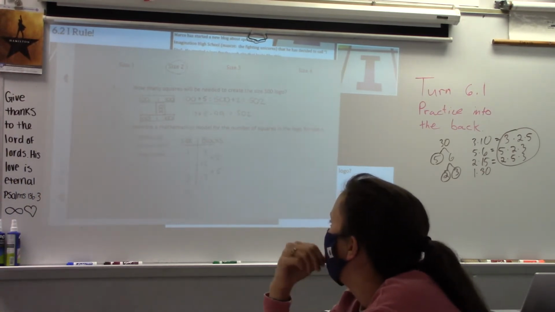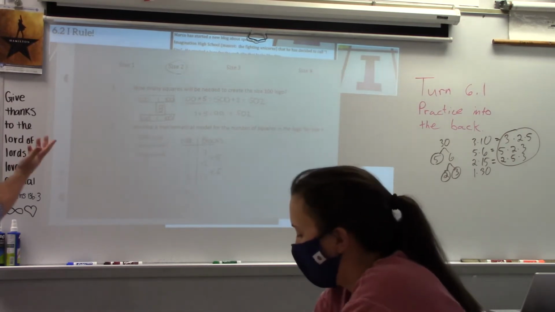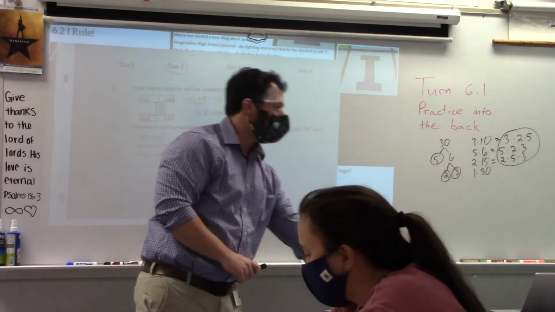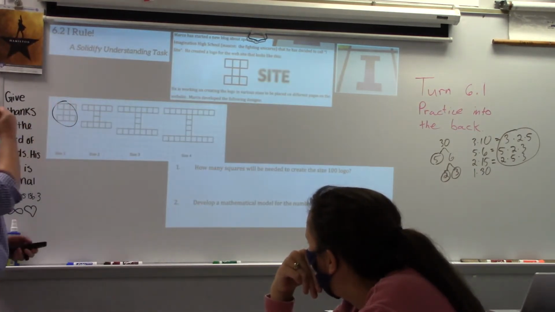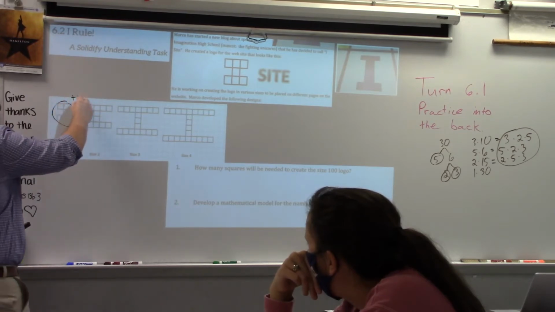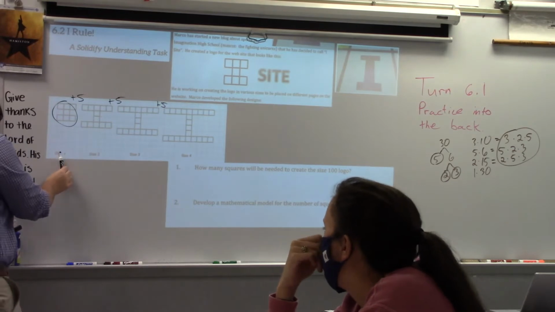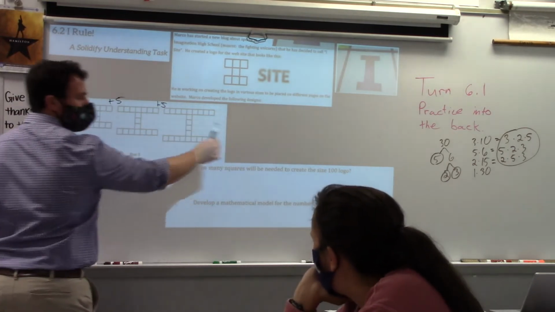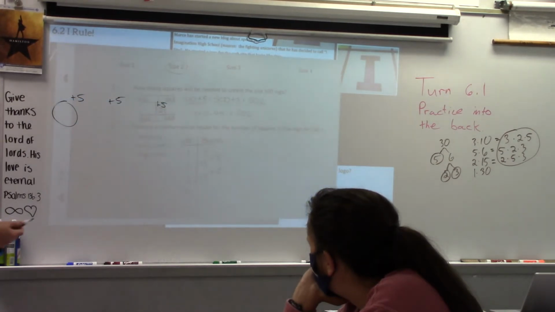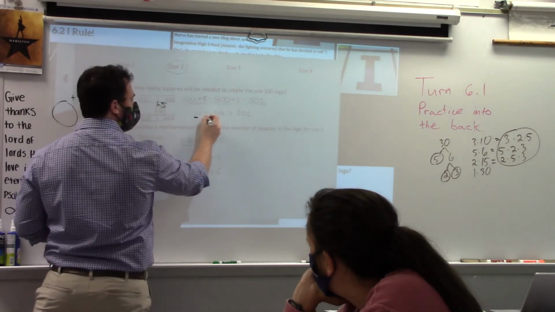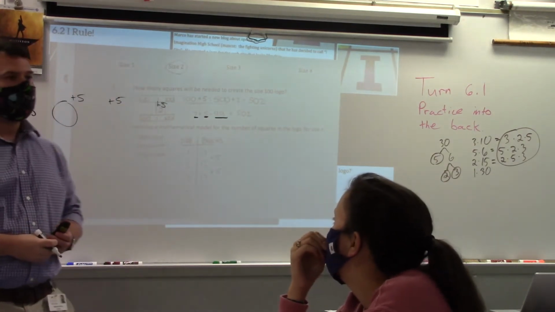So how many squares will be needed to create the size 100 logo? I'm going to start with Corell. Corell actually had a really good idea on this one, where he said, you know what, Mr. King? I'm starting with 7, right? And then you realize overall I'm just adding 5 every time, right? So if I'm starting at the first size, I'm trying to get up to the 100th, how many times am I adding that 5? 99 times, right? So 7 plus 5 repeatedly for 99 times. You got 502 squares, right?